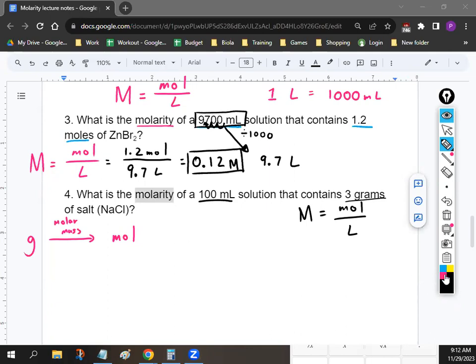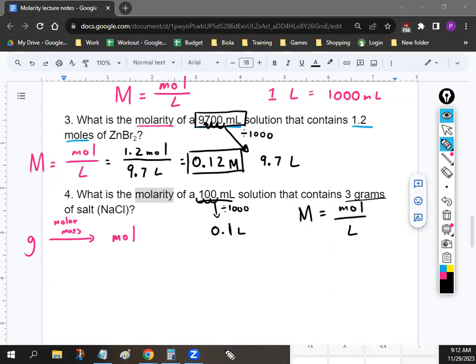So let's do the easy one first. The easy one is 100 mils, right? All we have to do is divide it by 1,000, or move the decimal 3 times to the left, and that gives us our liters. So it'll be 0.1 liters. Hopefully that part wasn't too hard.